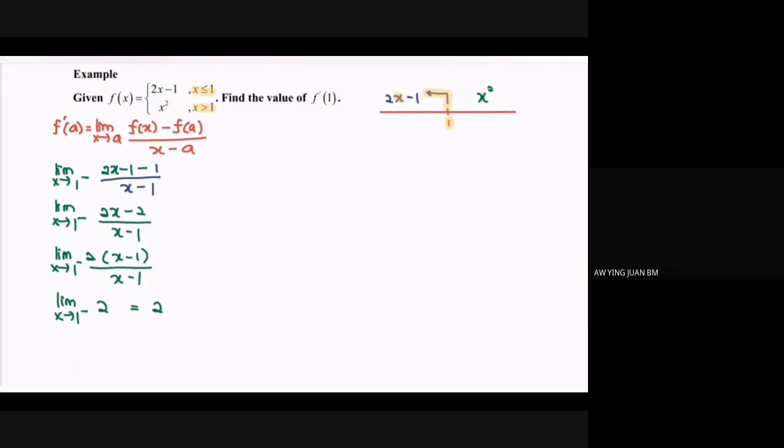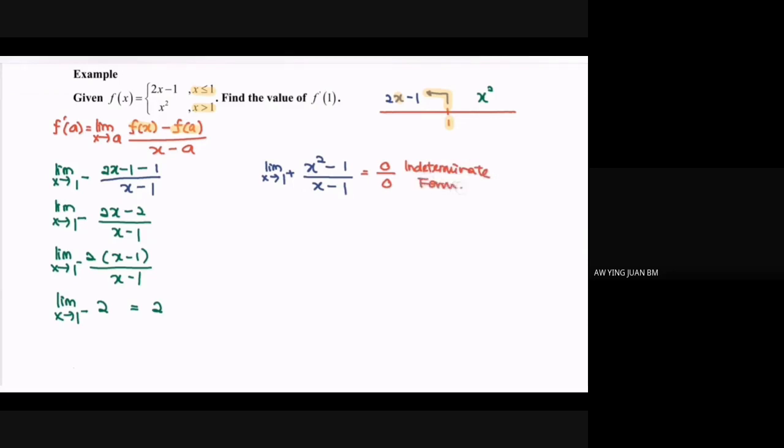We are going to begin the discussion from the right. So limits when x approaching 1 from the right, the function f(x) would be x squared. For the f(1), it will be equals to 1. So the value will be minus 1 over x minus 1. Next, if we substitute the value, we will obtain 0 over 0, which is indeterminate form.